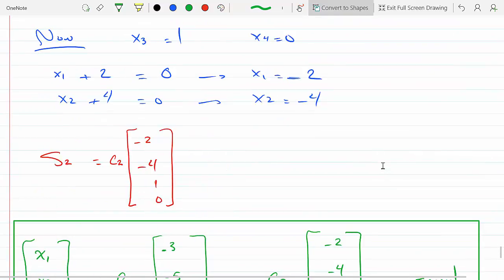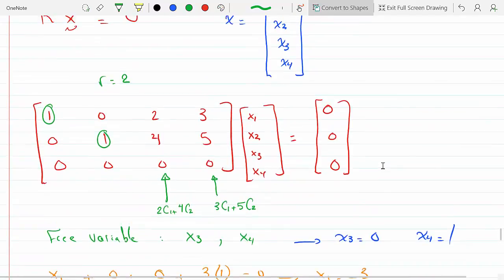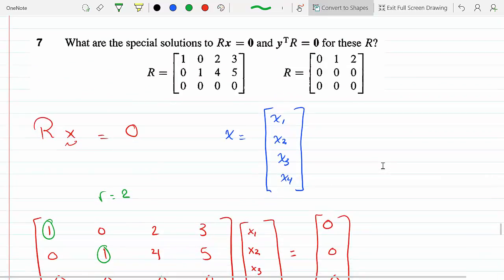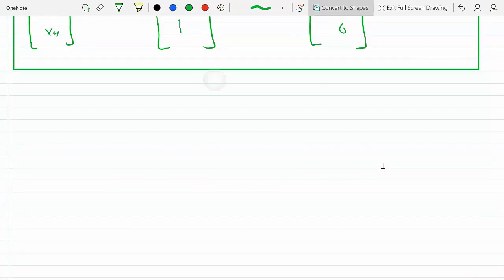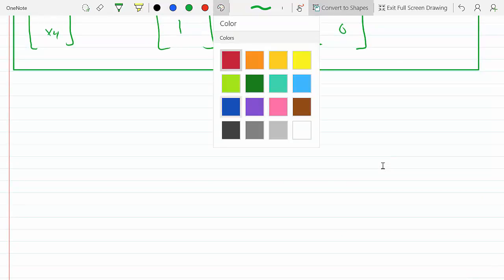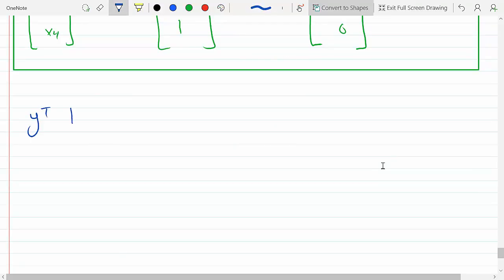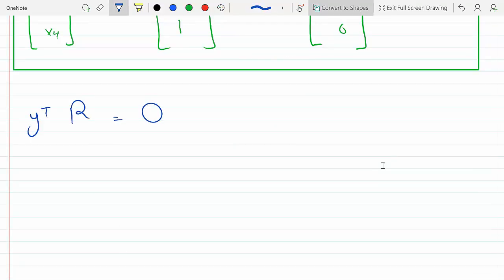Now the second part, so this was the first part. The second part is y transpose R equals 0. So I'm still working on the first R, the one on the left. So let's move on to the second one. So this is y transpose times R equals 0. Now remember, R is 1 0 2 3, 0 1 4 5 and 0 0 0 0.